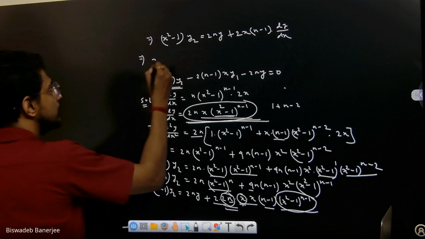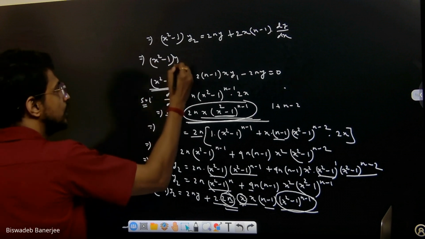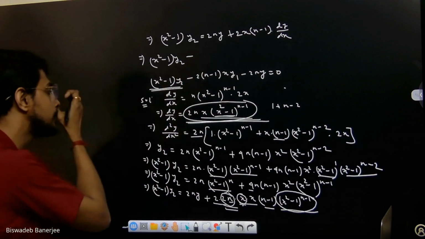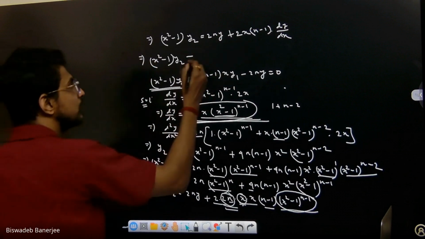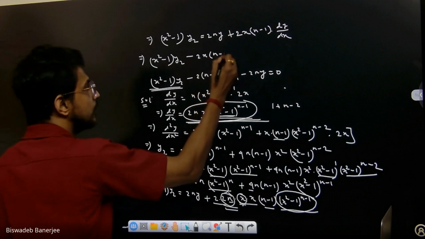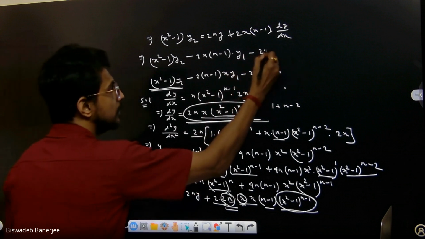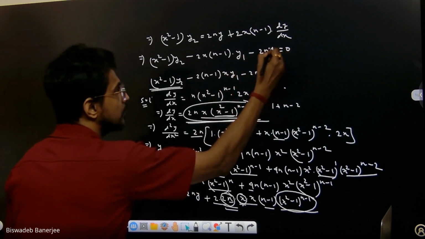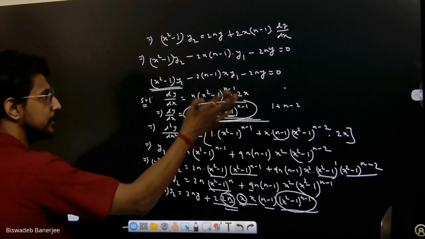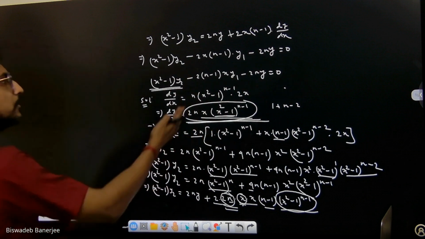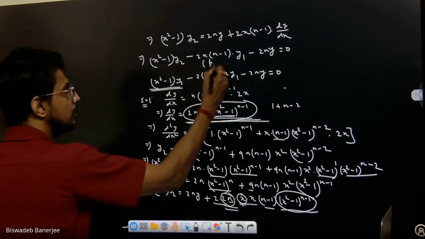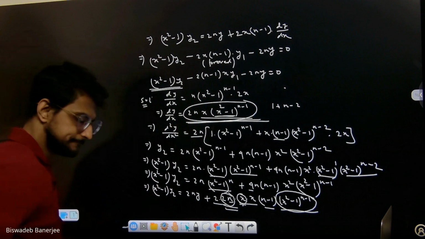So that is my x square minus 1 into y2 minus. Now take all these terms to the left hand side: 2x into n minus 1, this dy by dx is y1, minus 2n into y is equal to 0. See that my answer is done. Proved. That is what we are required to prove.